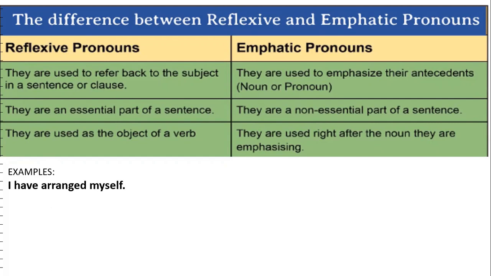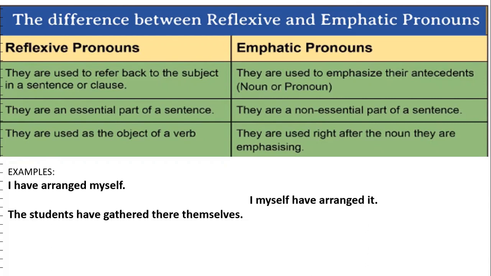For example: I have arranged myself. This is reflexive. Emphatic: I myself have arranged it. The students have gathered there themselves. Here, this is a reflexive pronoun. Emphatic: the students themselves have gathered there. Here you can see that right after the students we have used it, and here it is showing emphasis.